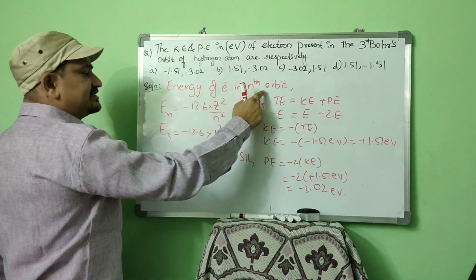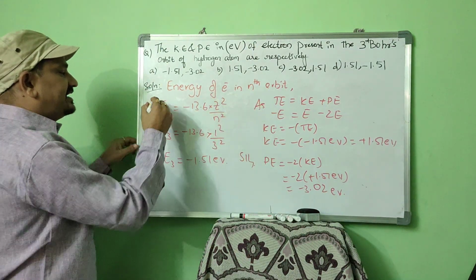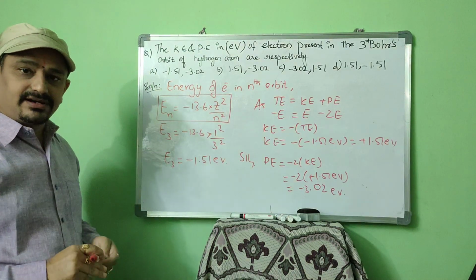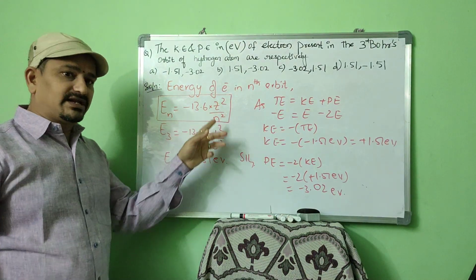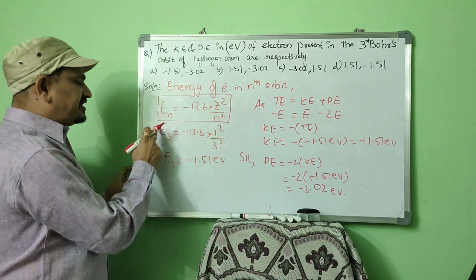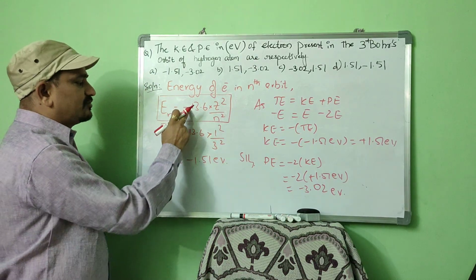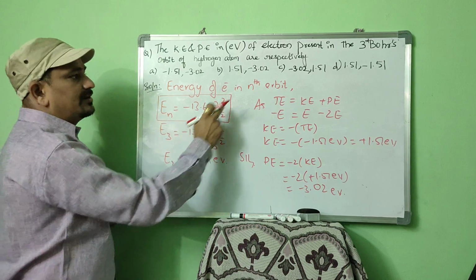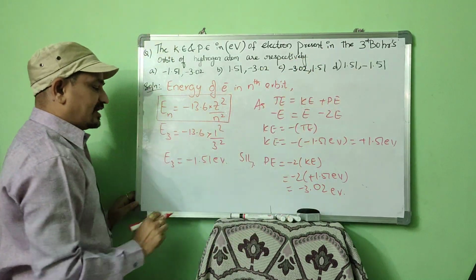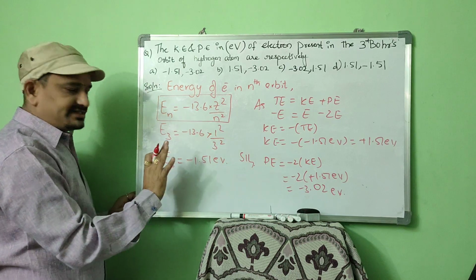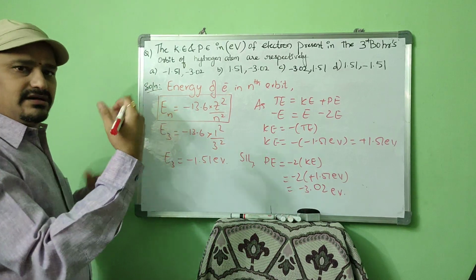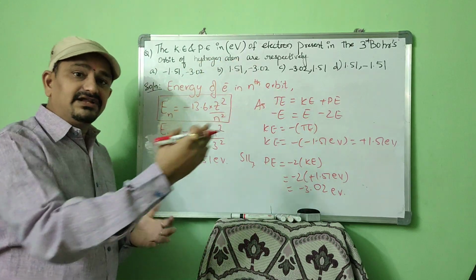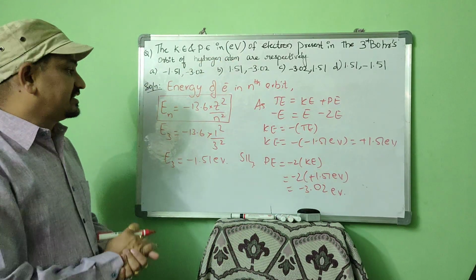Energy of an electron in the nth orbit can be expressed as En equals minus 13.6 into Z square by n square. Now E3, the energy of the electron in the third orbit, equals minus 13.6 into the hydrogen atomic number 1 square by the orbit number 3 square. On simplification, we get this value. We can even get this value, the energy of the third orbit in hydrogen, directly from the previous discussion, in the previous question we did.